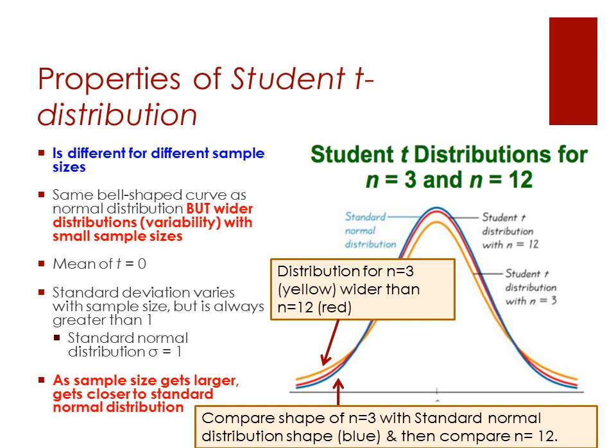However, the important difference here is that with the smaller sample sizes, we're going to have a wider distribution, or a wider variability. If we look at our distribution for n equals 3 with the yellow line, we notice it's wider than the one for n equals 12, which is the red line. Also notice that as the sample size gets larger, the distribution gets closer and closer to our standard normal distribution, as we can see here in the blue line.